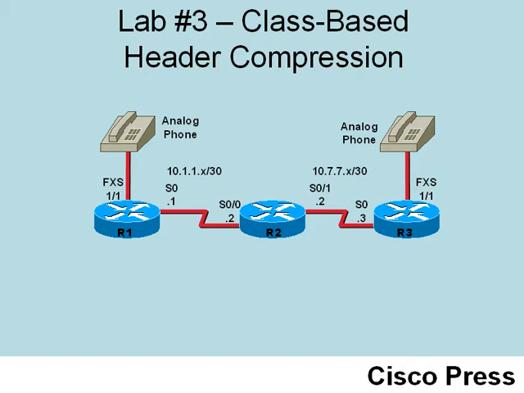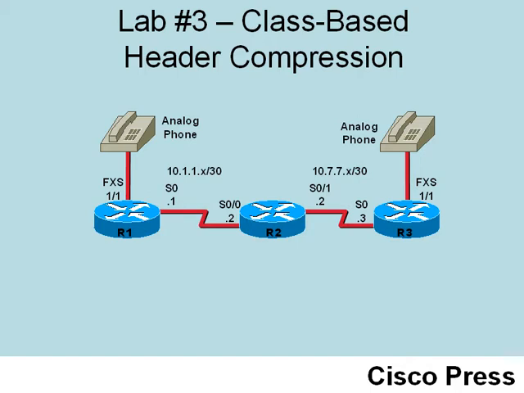Right now, I have a phone call going on between the two analog phones that you see on screen. And R1 and R2 are interconnected by a low bandwidth link. It's only running at 128 kilobits per second. That would be a good candidate to turn on RTP header compression. What we want to do is go into R2 and turn on class-based header compression, and we'll go into R1 and turn on interface-based header compression. But how is this really working in the background?